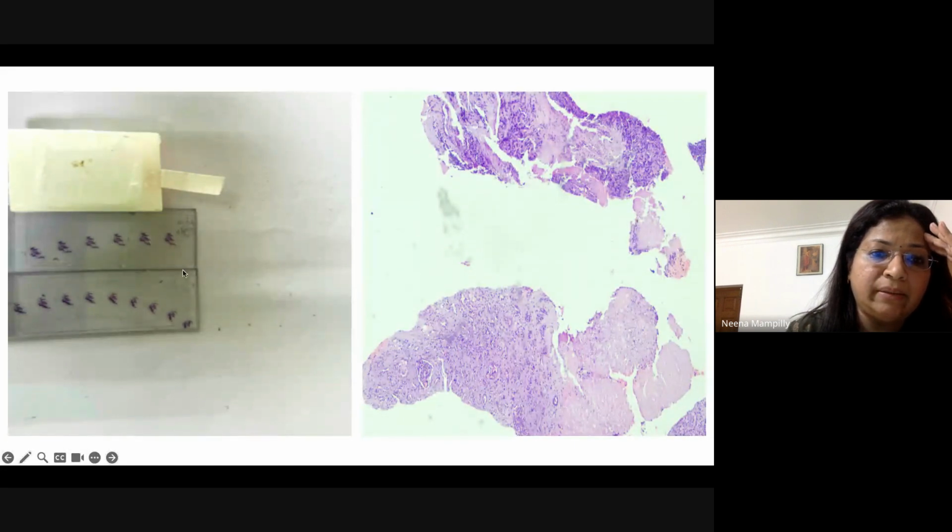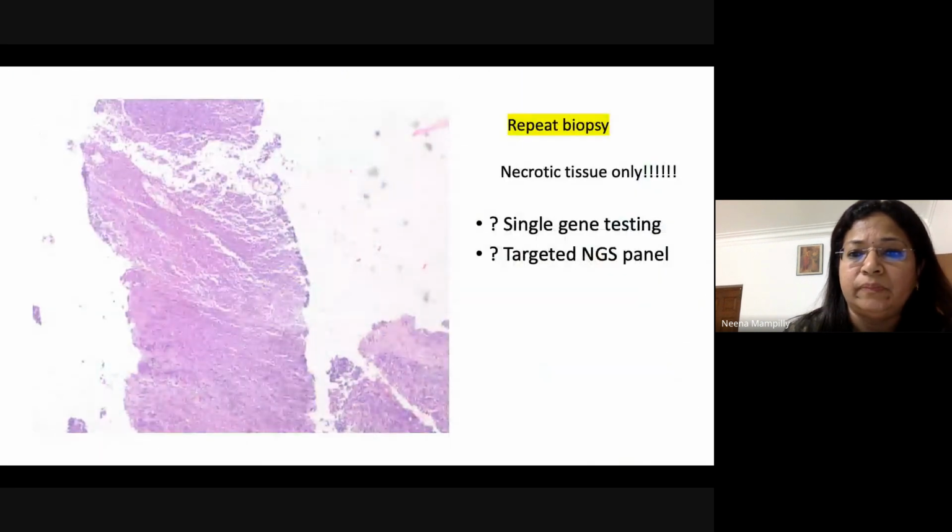sections to be taken because, in fact, I would call this so much wastage of precious tissue. So before you go ahead and do so many H&E sections, you take so many ribbon sections, and you do H&E on that, we fail to understand that tissue is so important. It may have to be retained for more important tests.